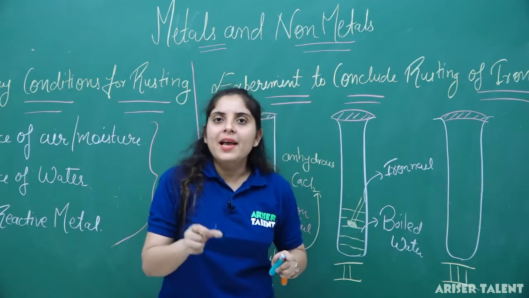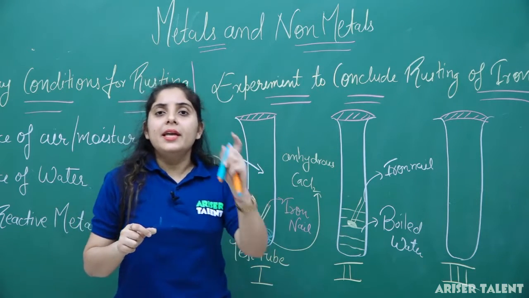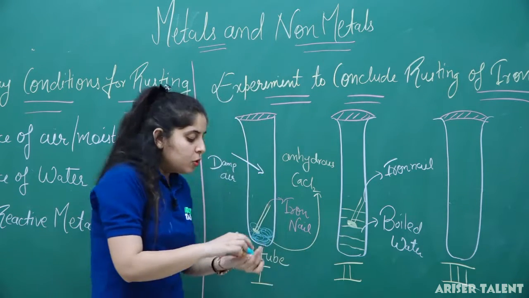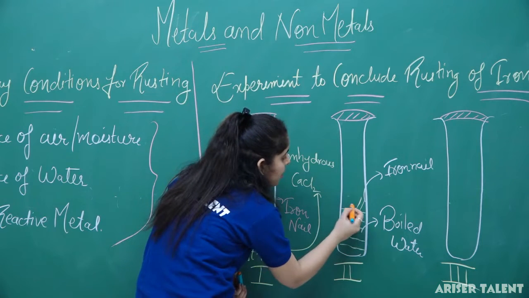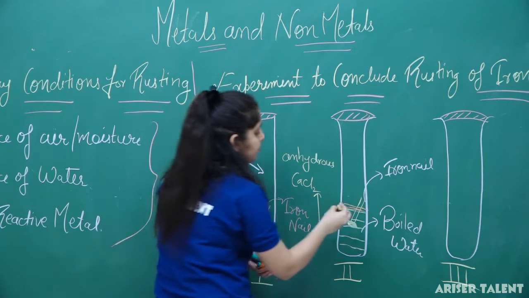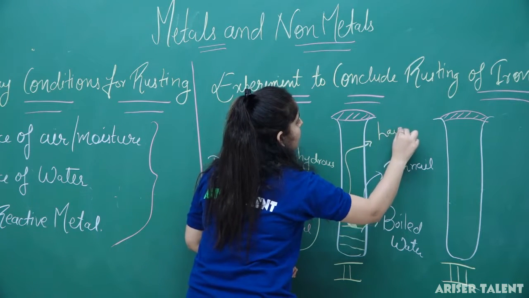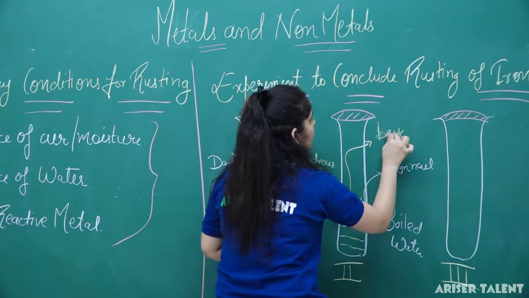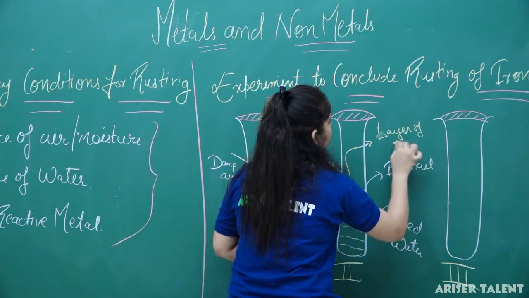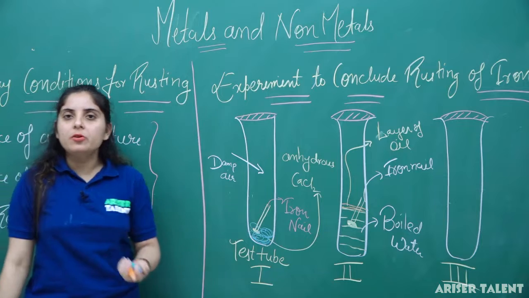A few drops of oil have been added in test tube number 2 to prevent air from entering the test tube. So, what we have done here, we have put a layer of oil. So, this will be the scenario in test tube number 2.